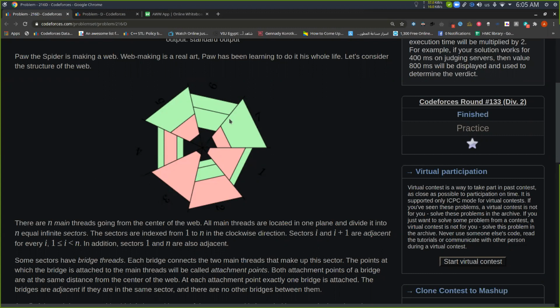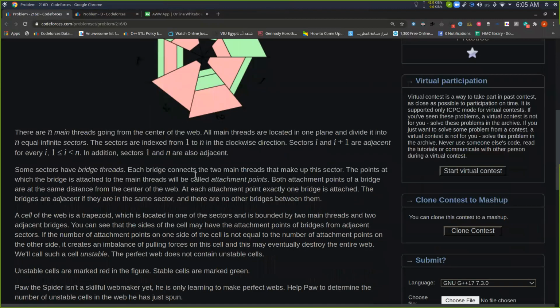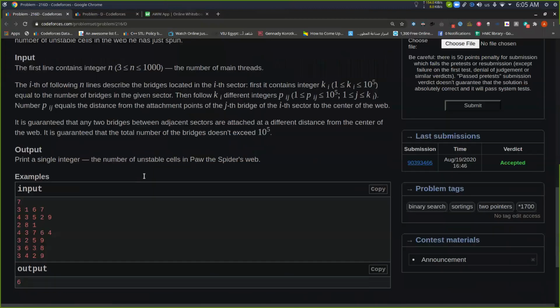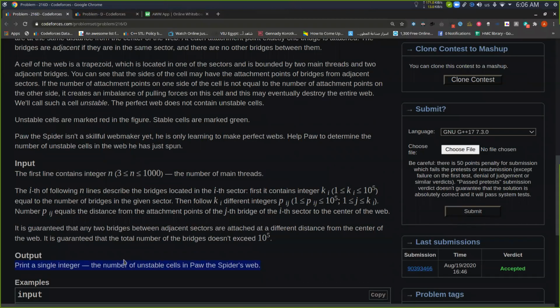But let's look at a green cell. For example, on the right part it has 1 bridge touching it, and on the left part it has 1 bridge touching it. So this is stable. Unstable cells have an unequal number of right bridges and left bridges touching the cell, and we want to count the number of unstable cells in the spider's web.